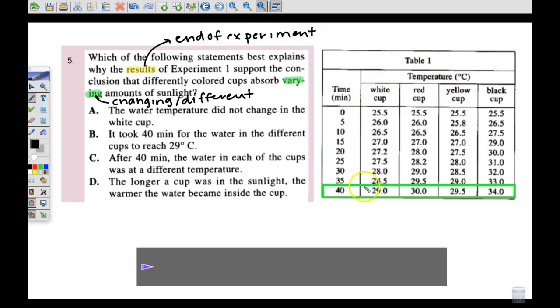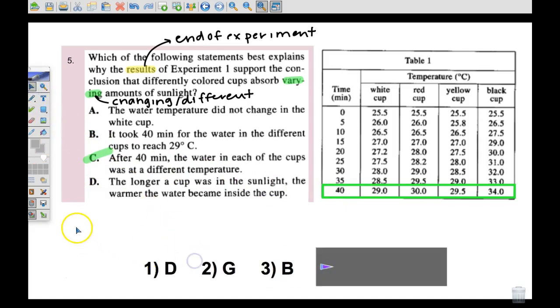So I have to refer back to Table 1 because Table 1 goes with Experiment 1. And at the end of the experiment, at 40 minutes, the temperatures of each cup were very different because none of these numbers are the same. So these are varying, they're different results. So the best answer for question number 5 is C.